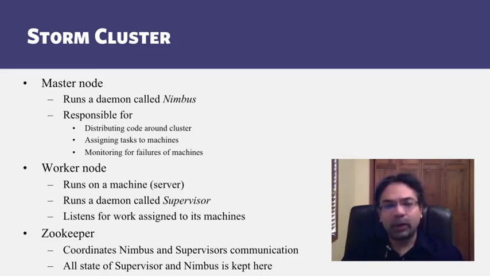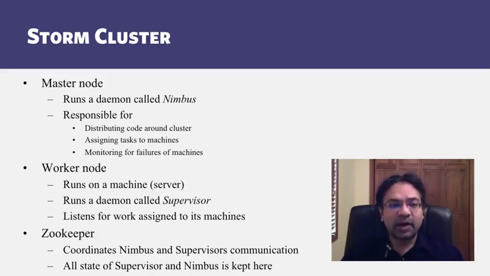So when a bolt is split up into multiple tasks, which task runs on which servers, that's decided by Nimbus. Also, Nimbus is responsible for failure detection. If any of these servers running bolts crashes, Nimbus needs to detect this and then potentially restart the tasks or the bolts on other servers.